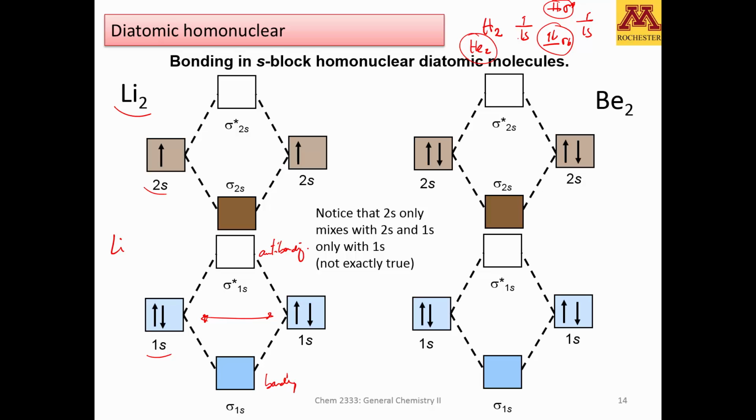And the same when the 2s of one lithium combines with the 2s of the other lithium, it will form another bonding and another anti-bonding. At this point, you're not able to predict why the bonding is above the anti-bonding here. It's just all related to the energy between the 1s and the 2s. But what we can say is how many electrons will be in each of the molecular orbitals that we just showed in this diagram.